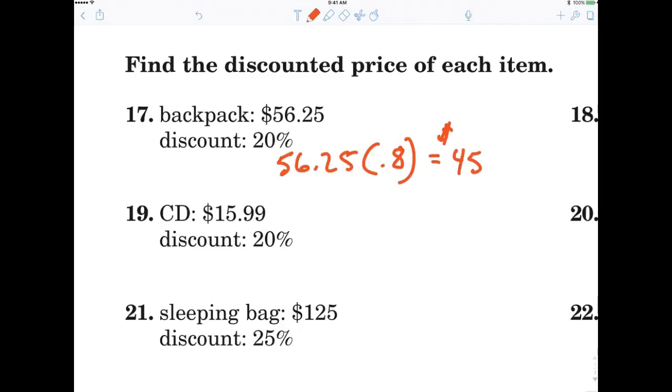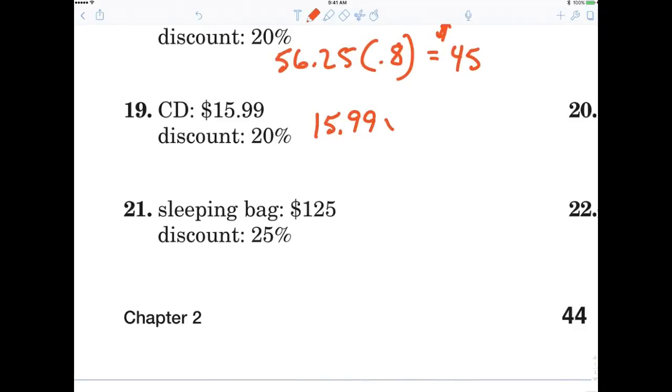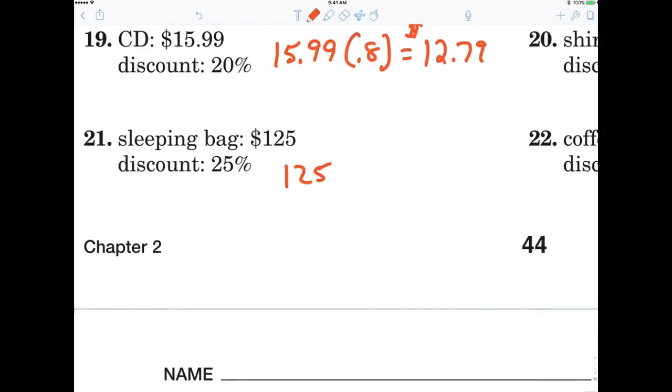I want you to type in on your calculator 56.25 and multiply by 0.8. That's what they're doing. For the CD, it's going to be 15.99 times 0.8. That is correct again. Everybody's doing that, and that worked out to be $12.79. Again, just double check your work. We're not arguing over the work. Everybody in here can type in 15.99 times 0.8. Now we're going to buy a sleeping bag for 125, but it's on sale. So it'd be 125 times 0.75, and it's $93.75.